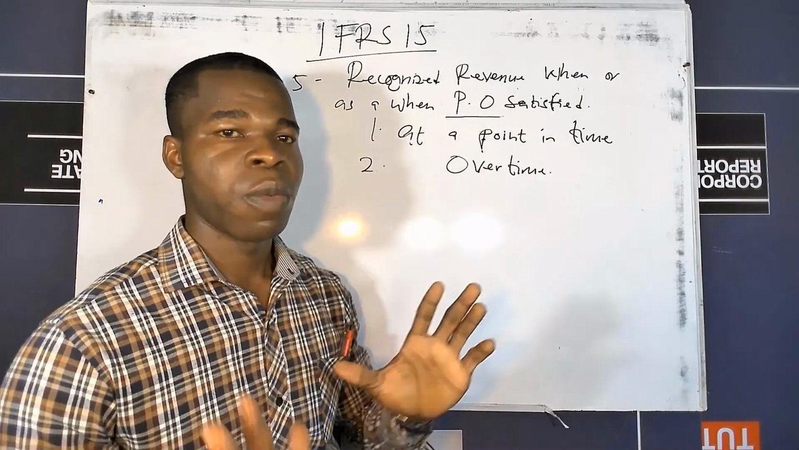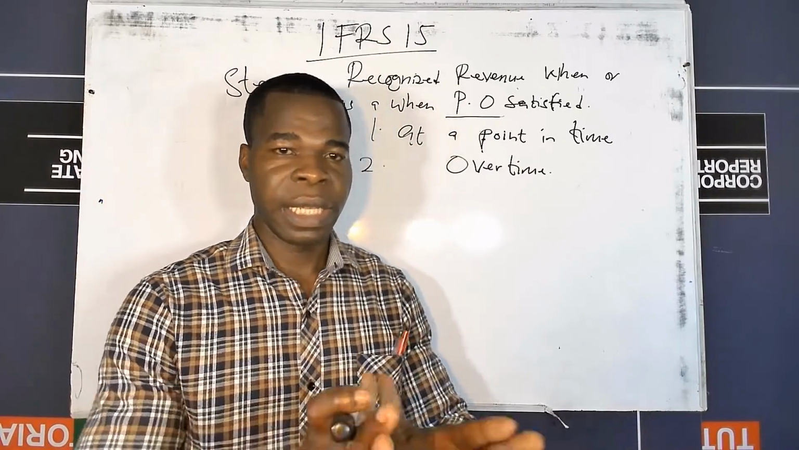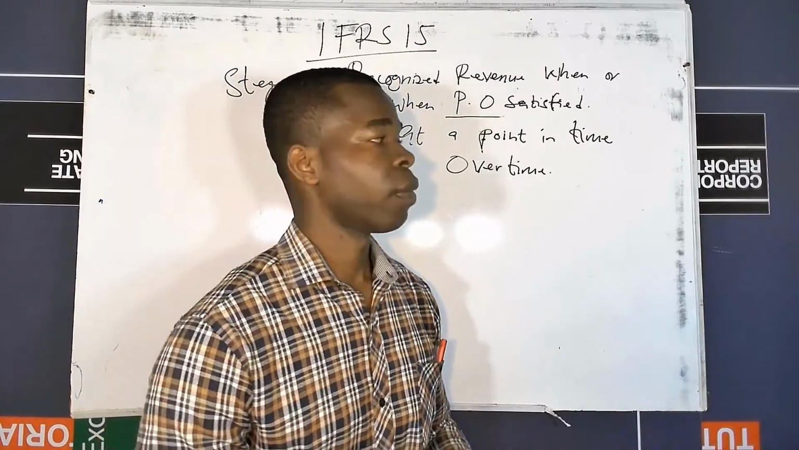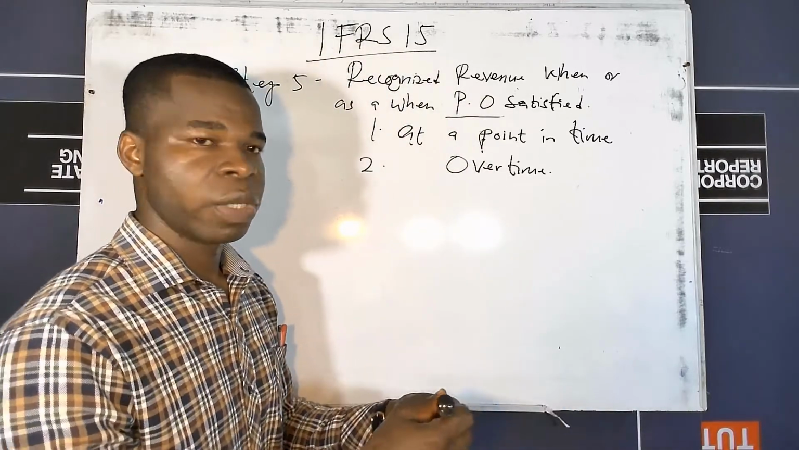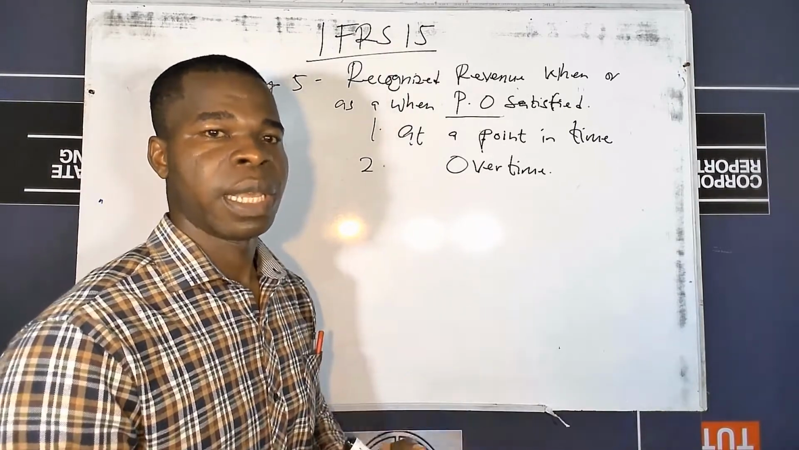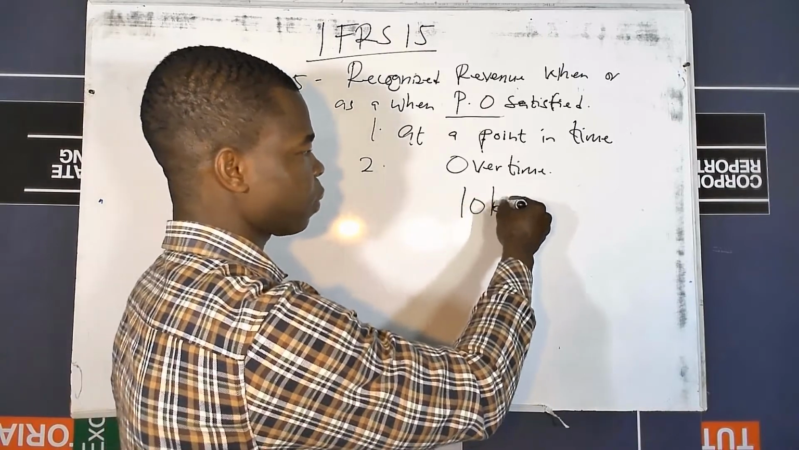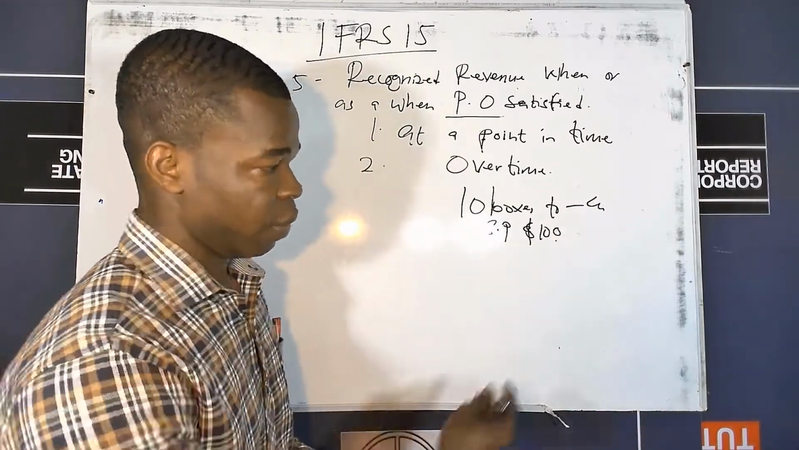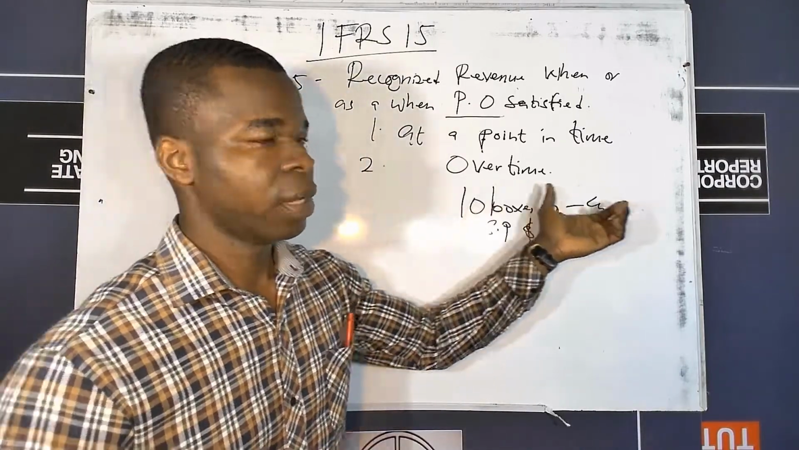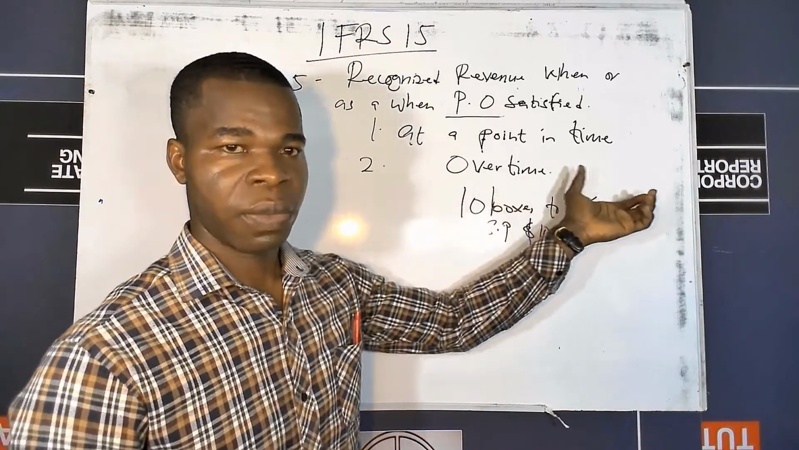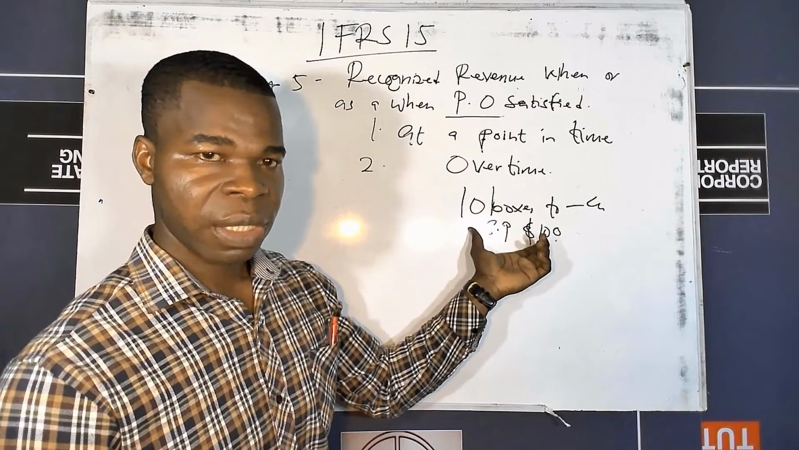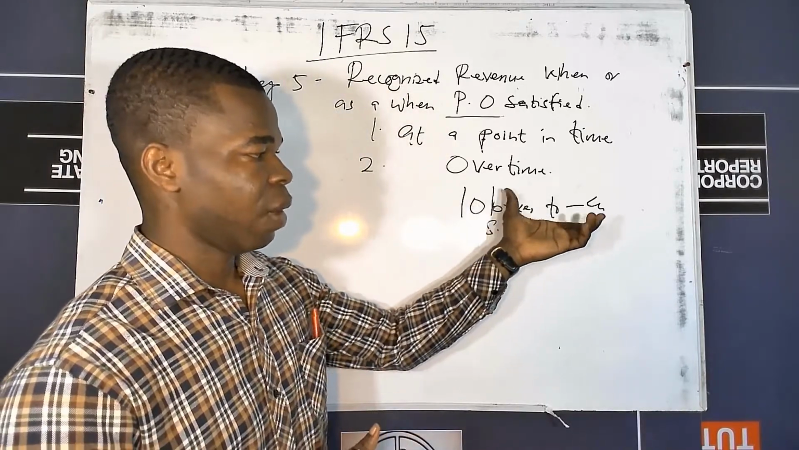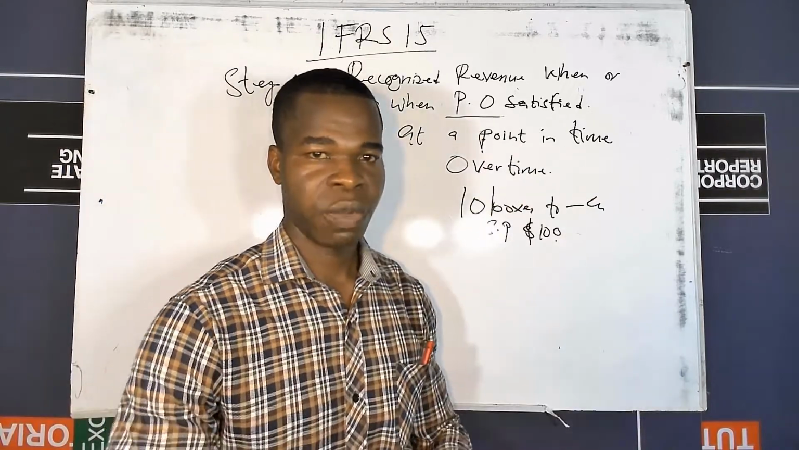When it is at a point in time, we don't have too much issue. In one shot, you can recognize your revenue because you have satisfied your performance obligation. For instance, assume that at the inception of the contract, we are supposed to provide 10 boxes of markers to the customer at a selling price of, say, $100. Once you have delivered the 10 boxes of markers and the consideration has been paid by the customer, you can immediately recognize your revenue, because this performance obligation is satisfied at a point in time, in one shot.